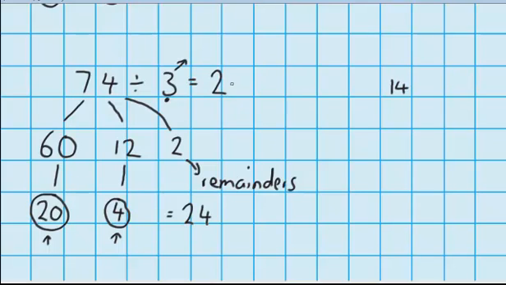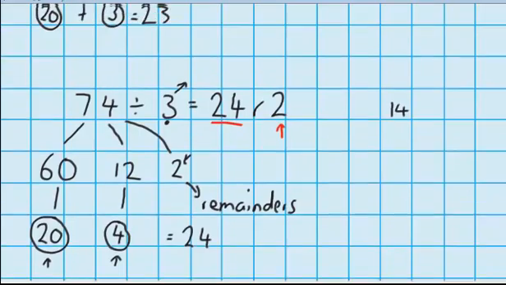So I can write that up here. 24. But I had these 2 items left over, so I had 2 remainders. So the answer to 74 divided by 3 is 24 remainder 2. And that simply means if I had 74 counters which I had to share between 3 groups, I could put 24 items in every group, but I'd have 2 items which are left over.